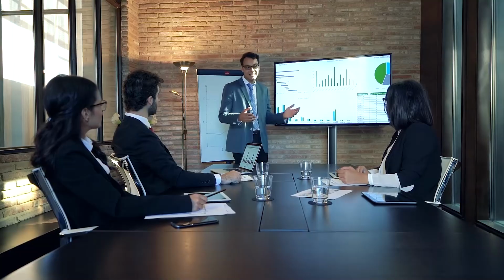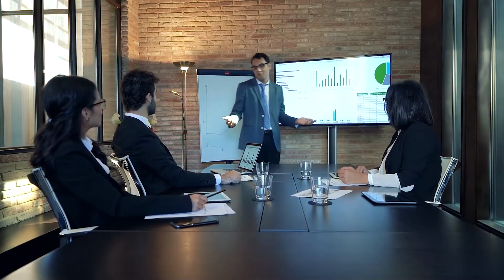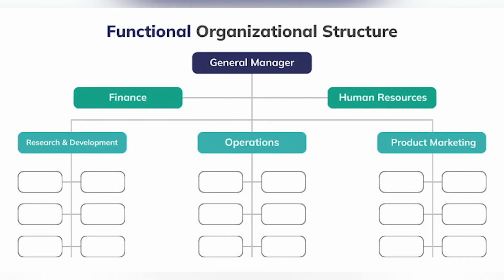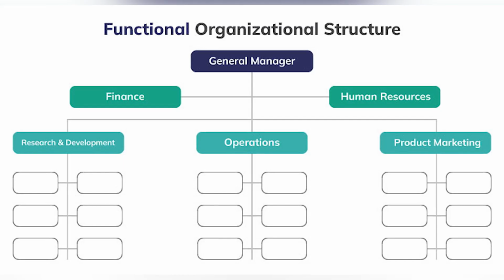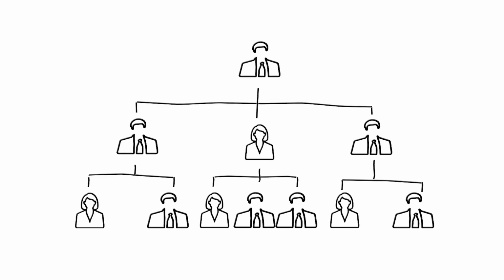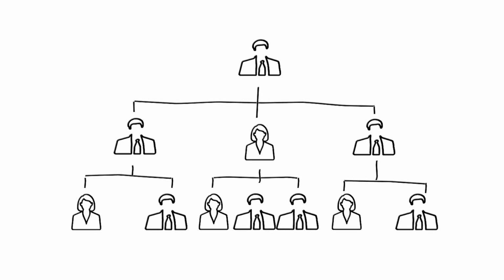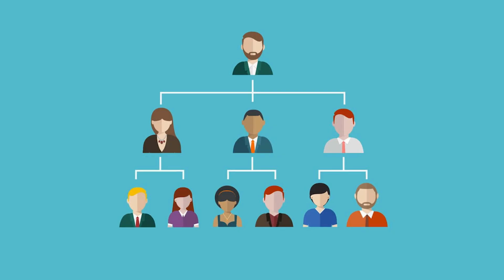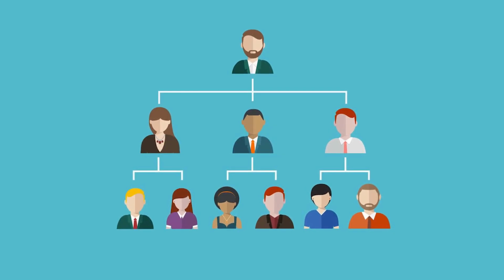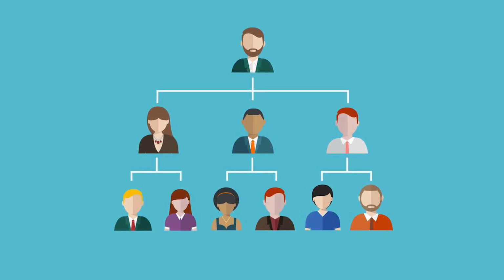And the second advantage of functional structure is clarity of the structure. There is a clear line of authority and responsibility under the functional organizational structure. But the disadvantage of the functional structure is poor interdepartmental communication. Departments may become isolated, leading to poor interdepartmental communication.